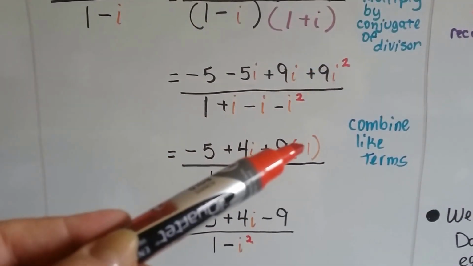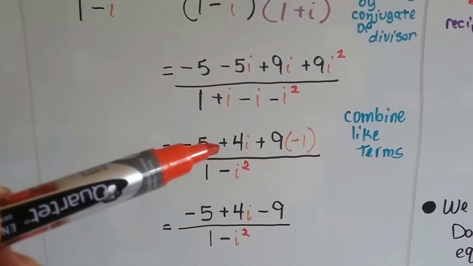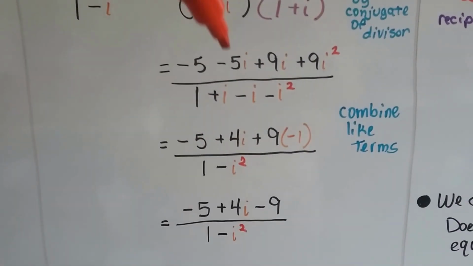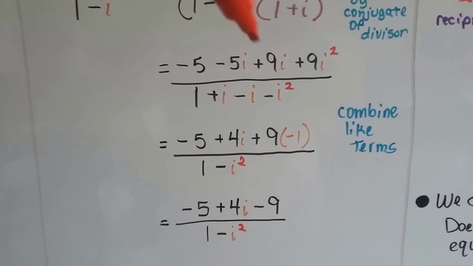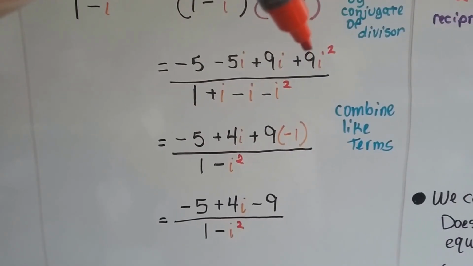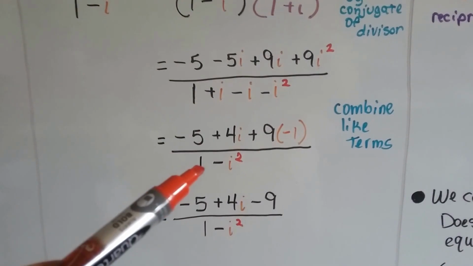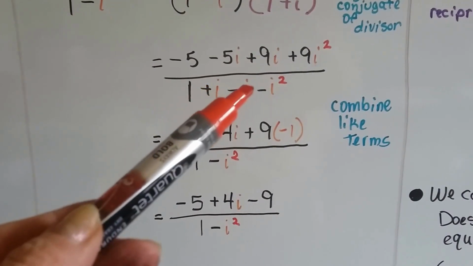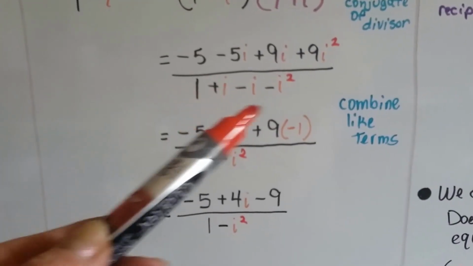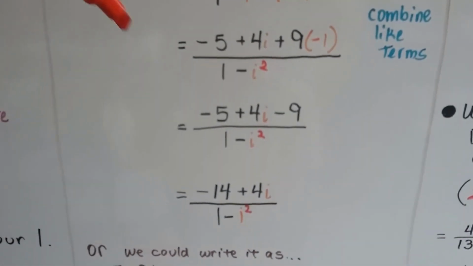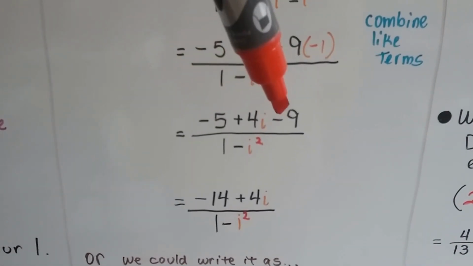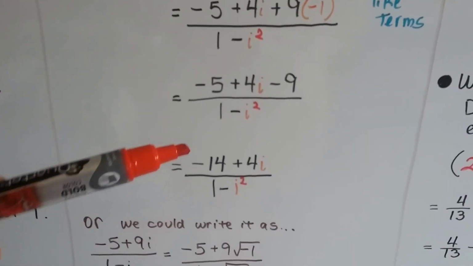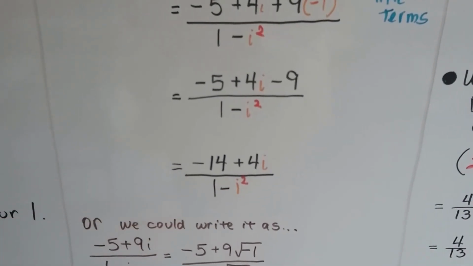We combine the terms here. We know this i squared is a negative 1. So that means we have negative 5 plus 4i plus 9 times a negative 1. See? Here's our positive 4i plus 9 times a negative 1. And that's going to be over 1 minus i squared, because this positive i and this negative i cancel each other out as a 0 pair, right? So we just have 1 minus i squared. Now we can combine the negative 5 and the negative 9 to get a negative 14 plus this 4i as the numerator, and we have 1 minus i squared as our denominator.